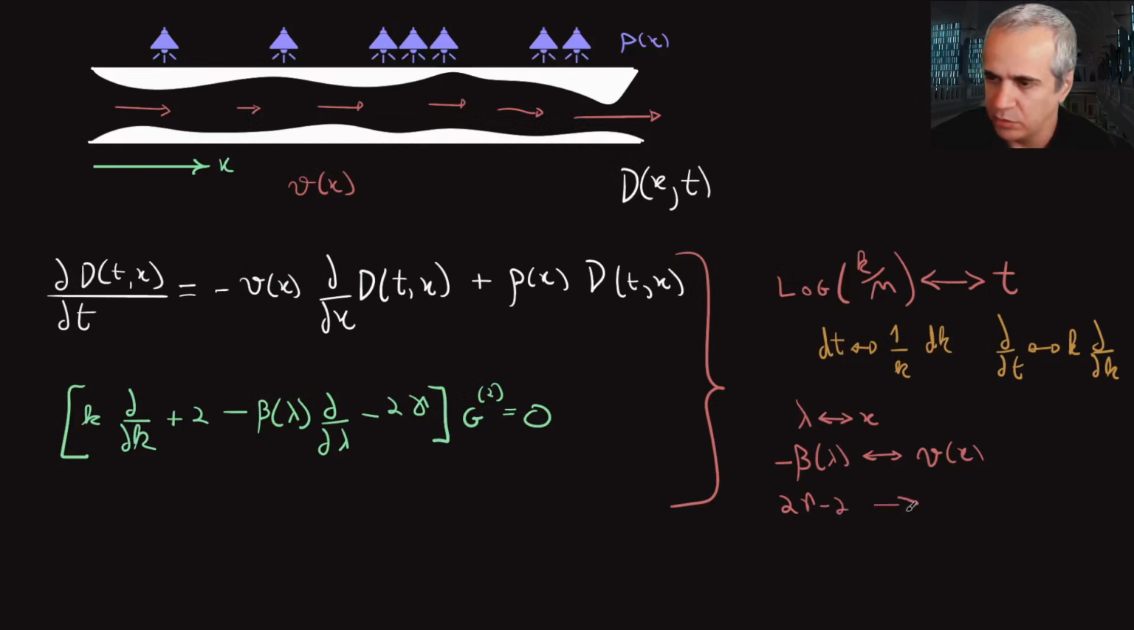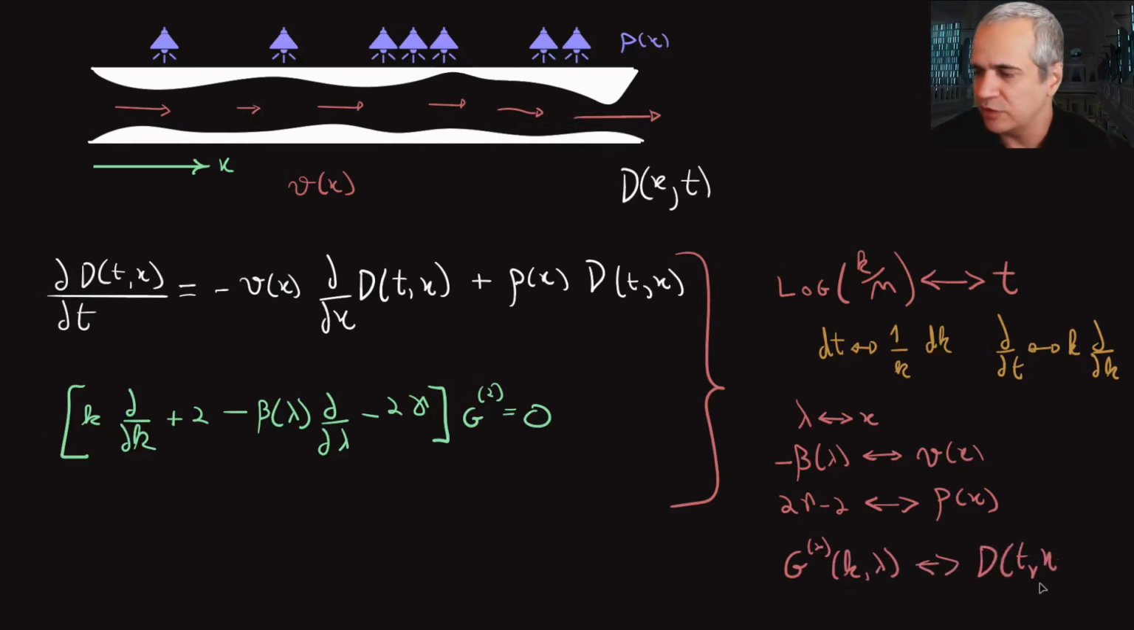2 gamma minus 2 is rho of x, right? Just take rho to the other side. You see rho is negative, so I have 2 gamma minus 2, right? And of course, g, the Green function, that depends on k and lambda, right, is my density, right?